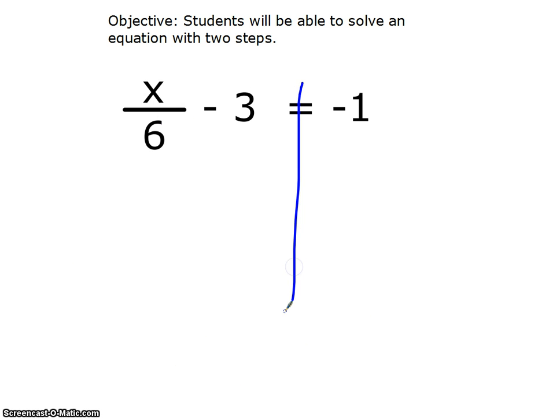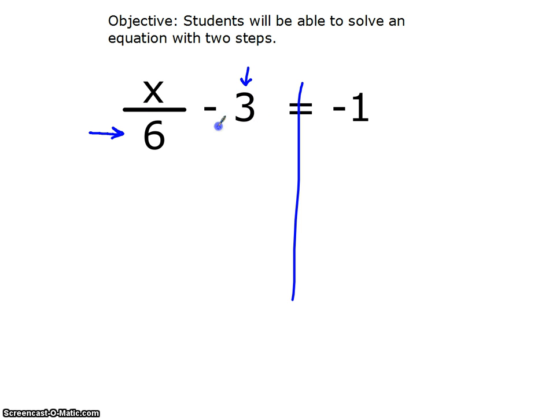Okay, so here's our street. This one looks a little bit different, but we're still going to get our 0 first and then the 1. So we're going to move this 3 first. We need to get rid of the 3 and the 6. So that's what you look at. What do I need to get rid of? I want to get the x by itself and move everything over.